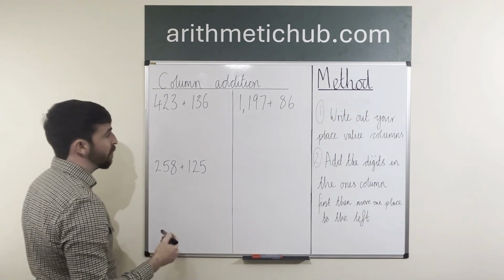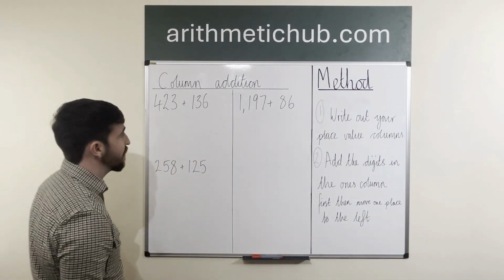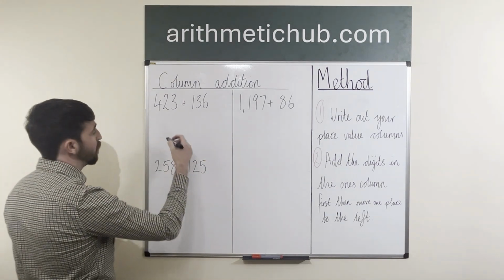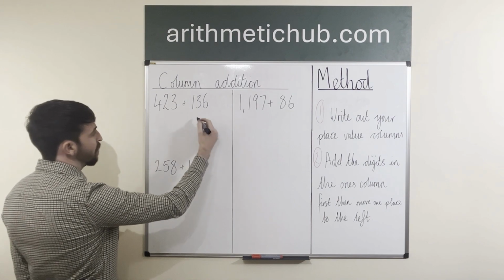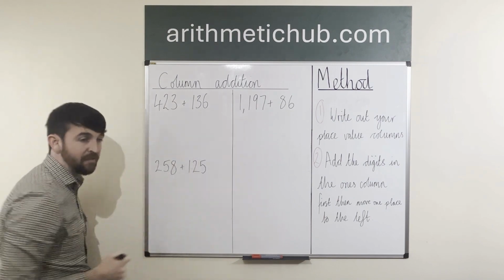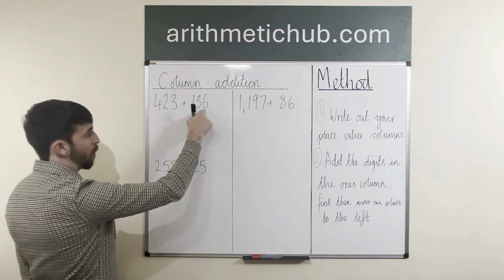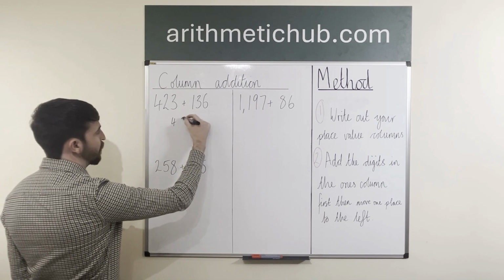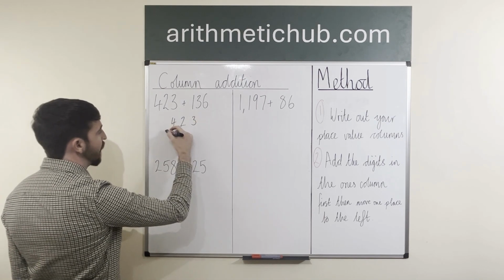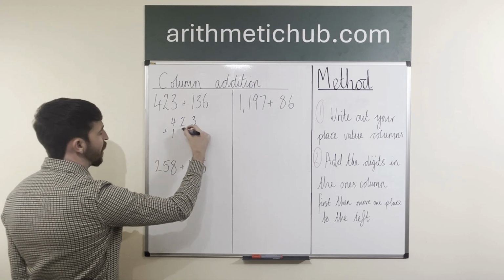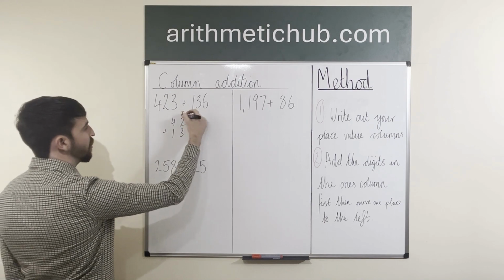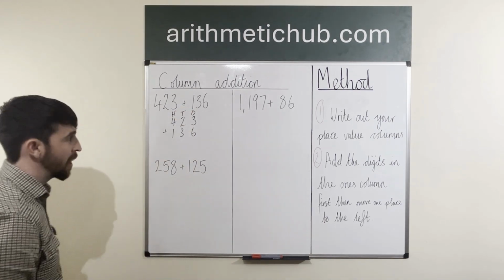So, to start off with, we've got 423 and 136. We're going to start off by writing out our place value columns. We've got a 3-digit by 3-digit addition, so we know we've got our ones, tens and hundreds. So we've got 423 add 136. Then we can write in our ones, our tens and our hundreds for our place value column.